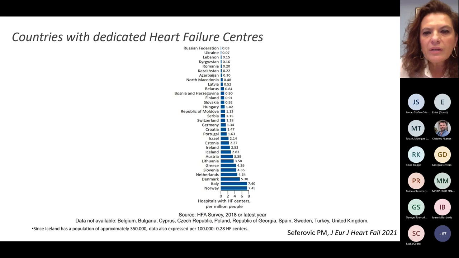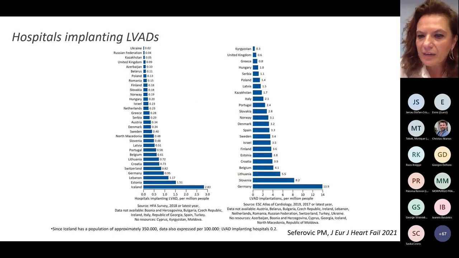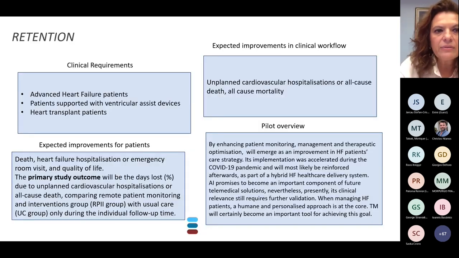So the countries, as Maria mentioned before, and the hospitals that we are going to deal with are from Italy, Greece, Spain, and Germany, 6 hospitals that are very experienced, because we actually have a lack of dedicated heart failure centers in Europe. And why do I say that? Because not all hospitals are implanting VADs, and not all hospitals can deal with advanced heart failure treatments such as heart transplantation.